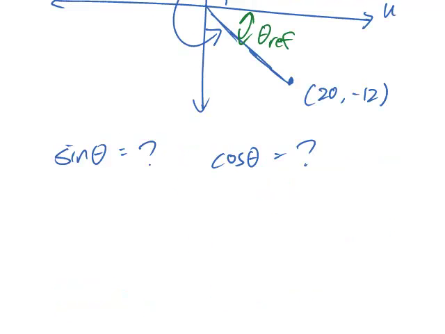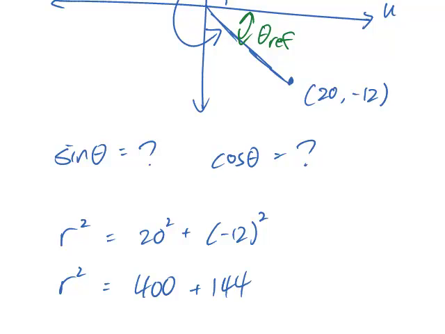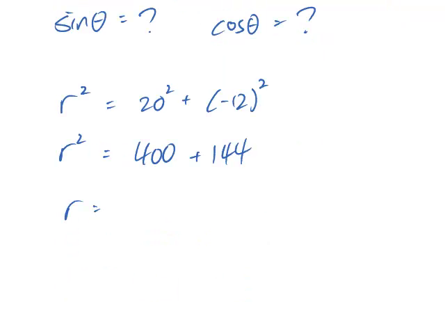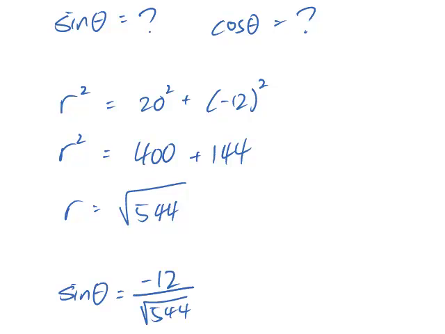And remember that the hypotenuse is given by r squared equals u squared plus v squared, so r squared equals 20 squared plus minus 12 squared. So r squared equals 400 plus 144. That means r is the square root of 544. And so sine theta is equal to the v coordinate, which is minus 12, over root 544. And cosine theta equals the u coordinate, 20, over root 544.